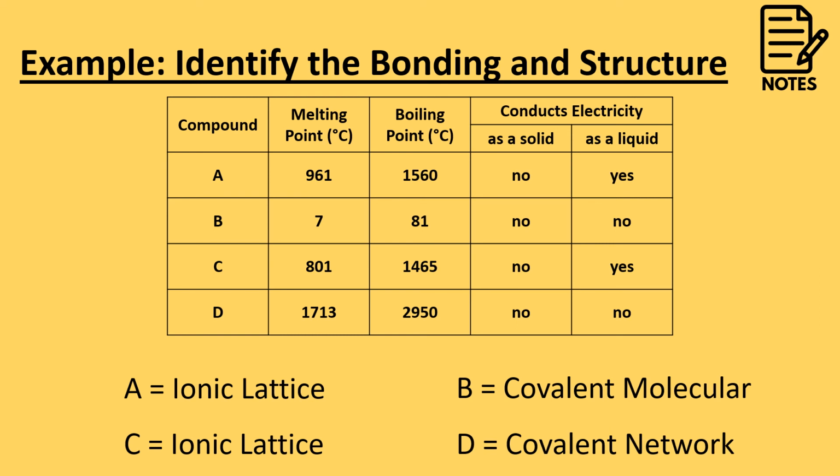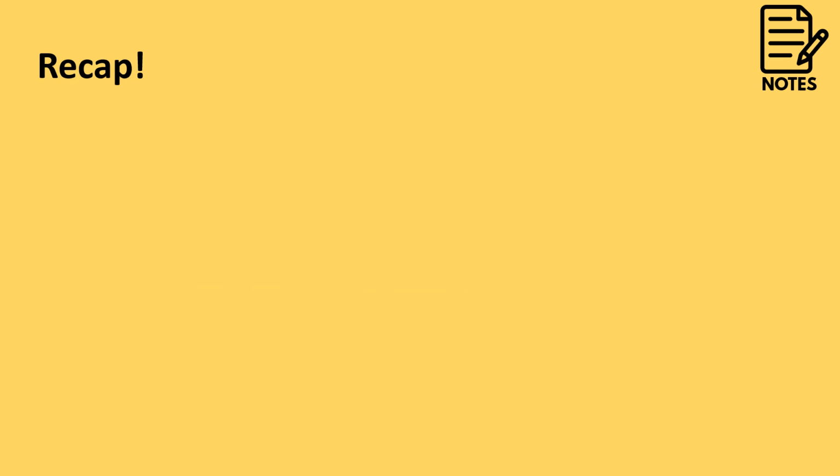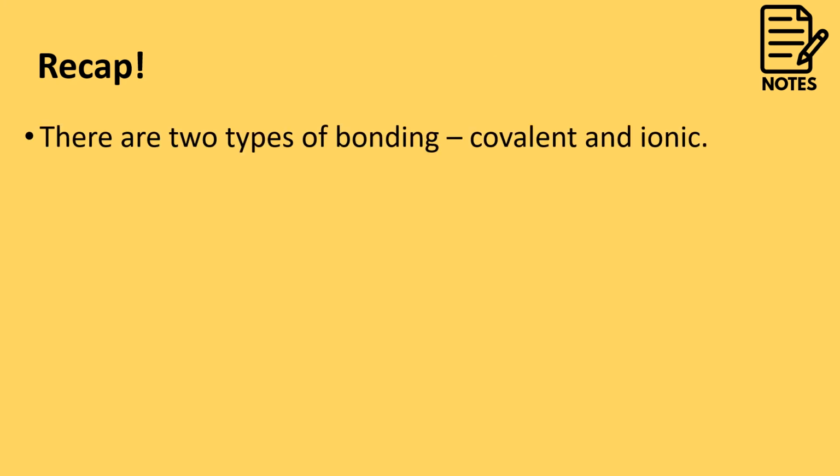Okay, so that takes you through the kind of process that you need to be able to do in order to identify the bonding and structure in an unknown chemical. So let's recap and pull this all together. There are two types of bonding. So this is the first thing that we learned in this topic. Two types of bonding which are covalent and ionic.